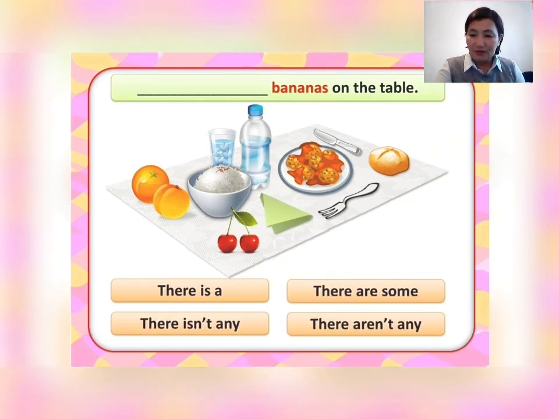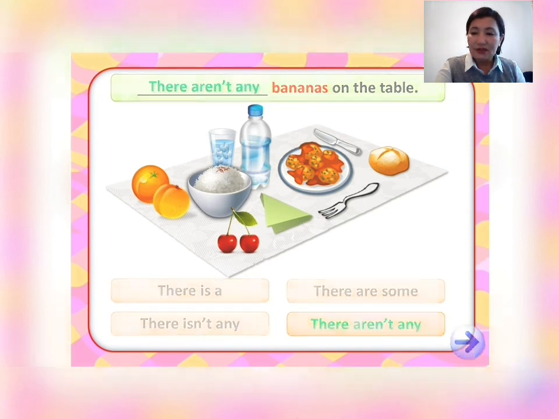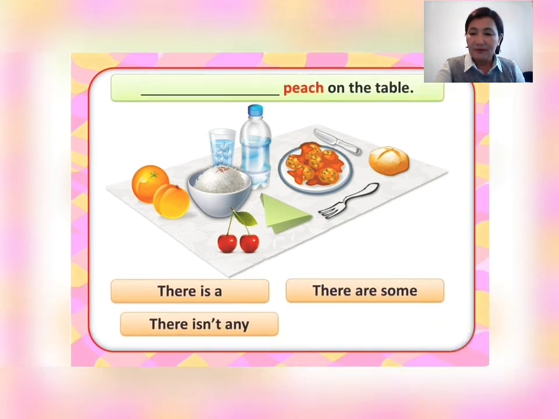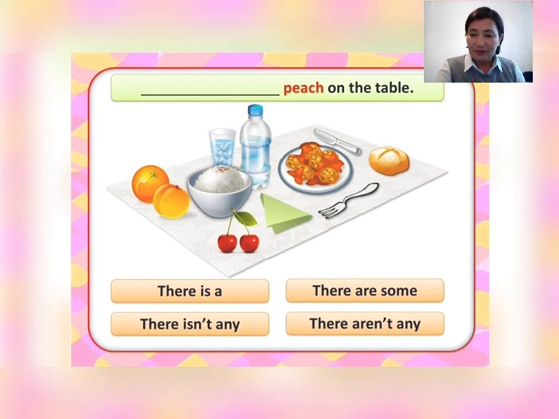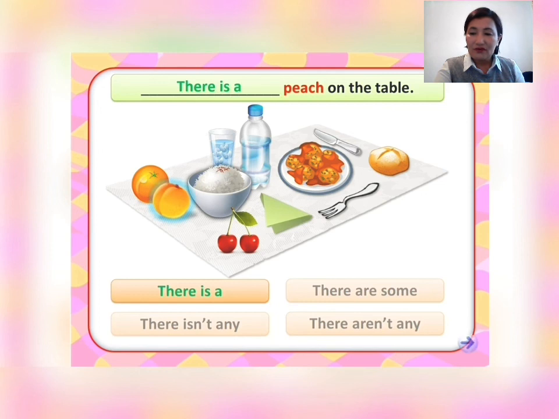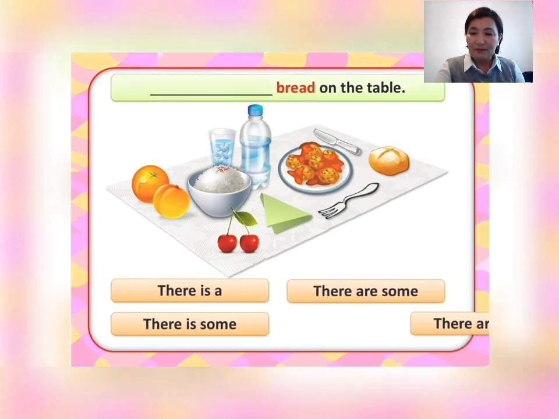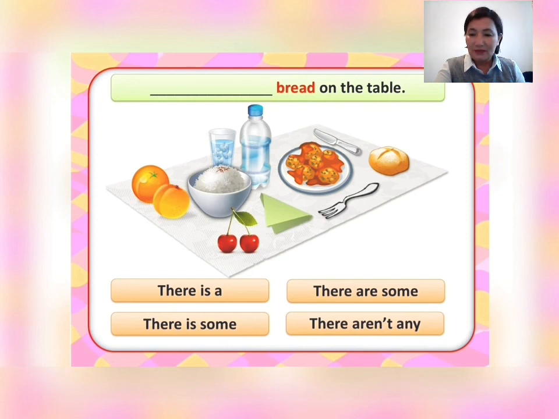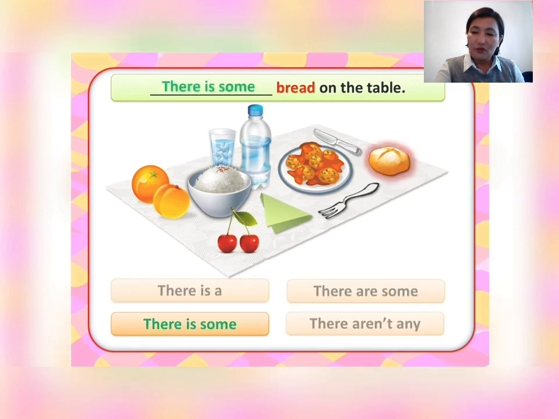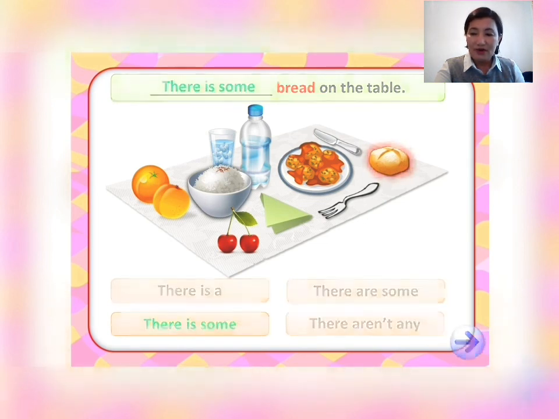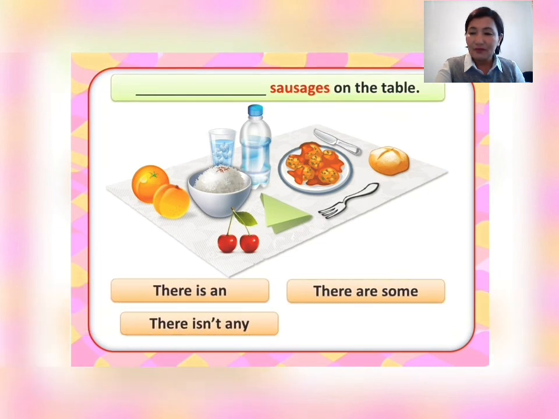Bananas on the table, but no bananas. You say, there aren't any bananas on the table. Peach on the table. And the right variant, of course, there is a peach on the table. Bread on the table. And what do you think? Is there or not? Yes, of course. There is some bread because it is uncountable.